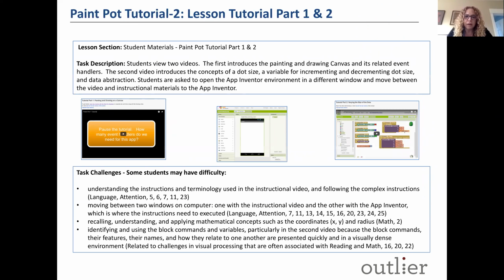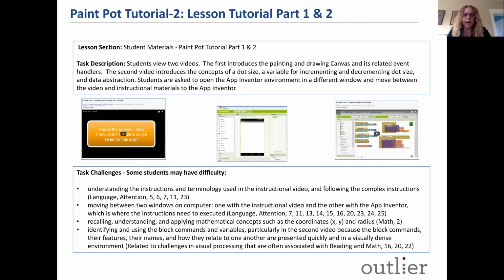And so moving on to the meat of the lesson here, this section sort of highlights something that's found in the student materials. There the students viewed 2 videos. The first introduces the painting, drawing canvas, I think it's what's blocked here, and its related handlers. And the second video introduces the concepts of dot size and shows them how to increment and how to increase and decrease the dot size, and also introduces data abstraction.